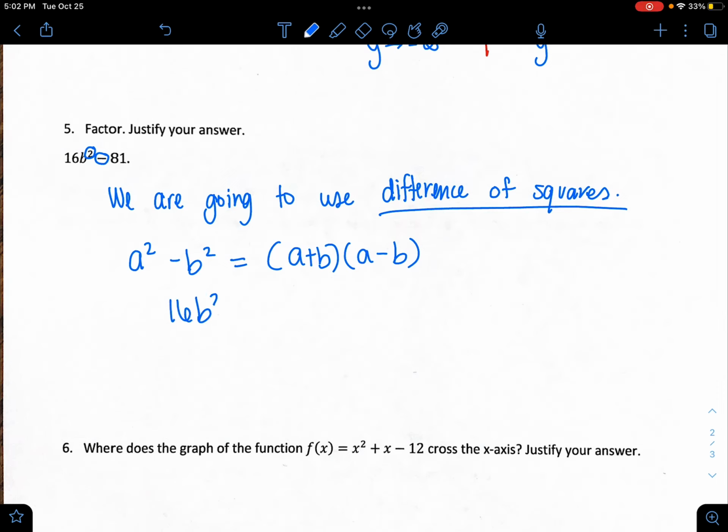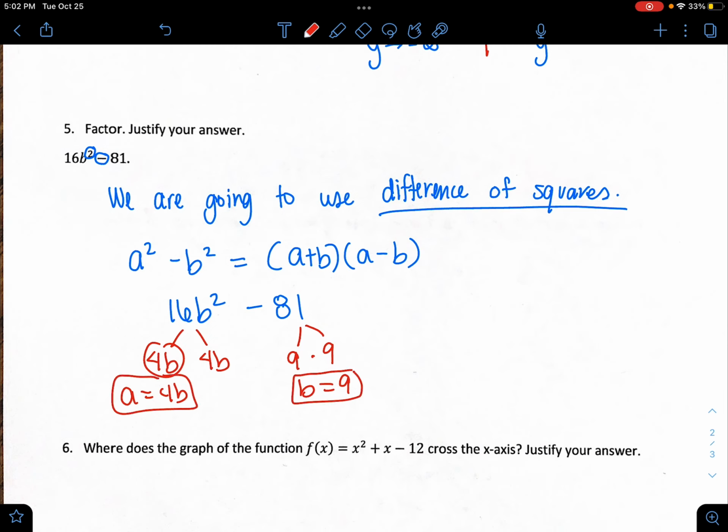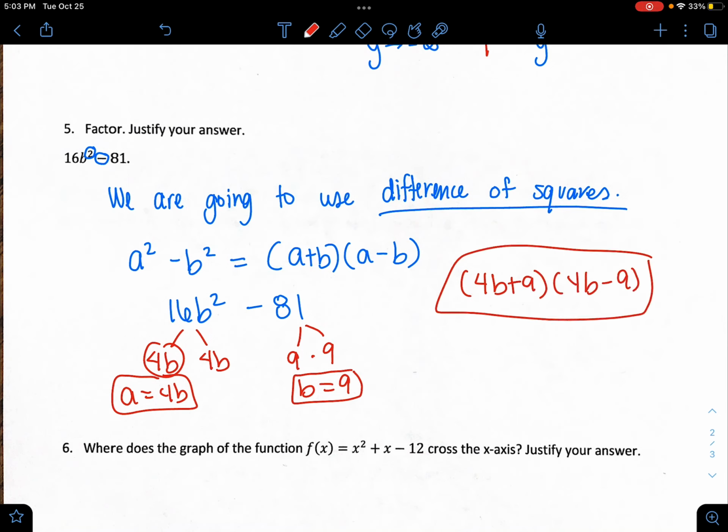So we have 16b squared minus 81. Remember, we branch it off, so that's 4b, 4b. 81 is 9 times 9. So a equals 4b, b equals 9. Okay, then we plug it in. So it's 4b plus 9, 4b minus 9. So that's your answer.